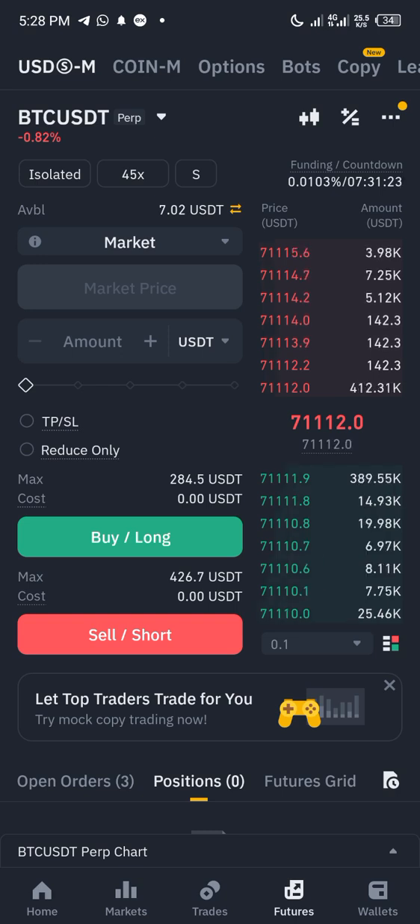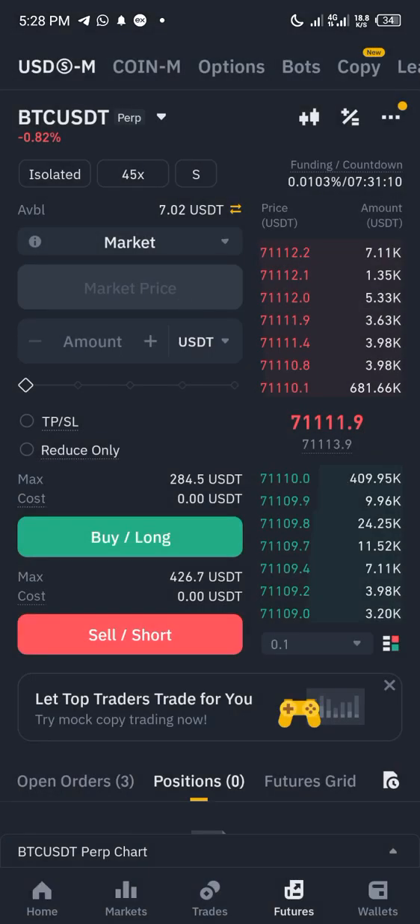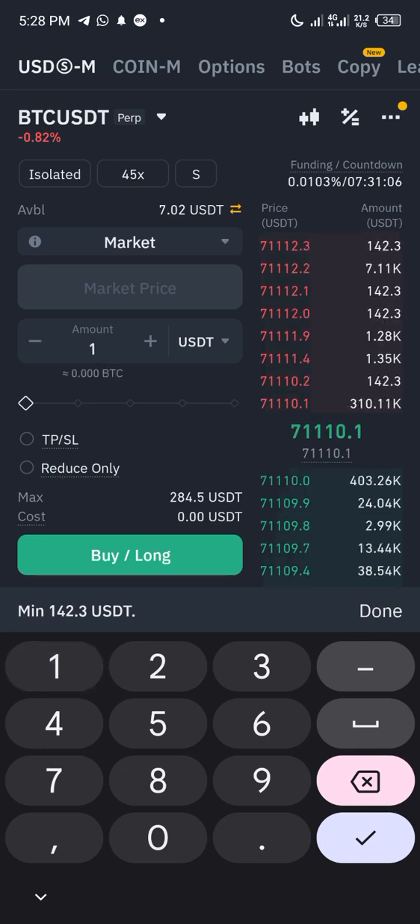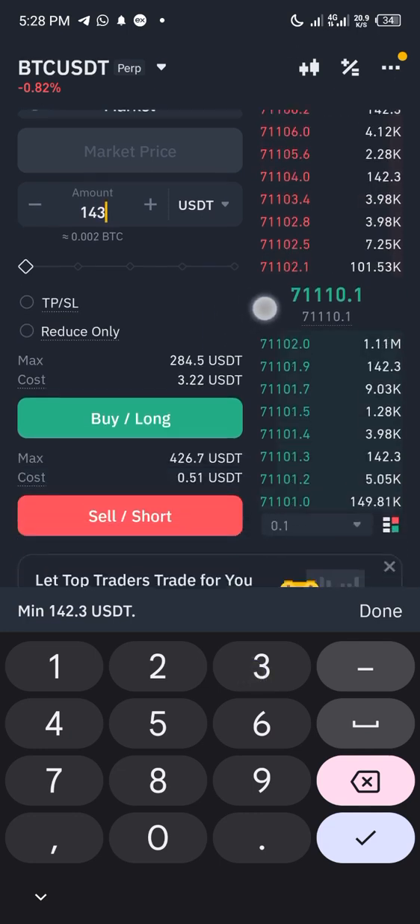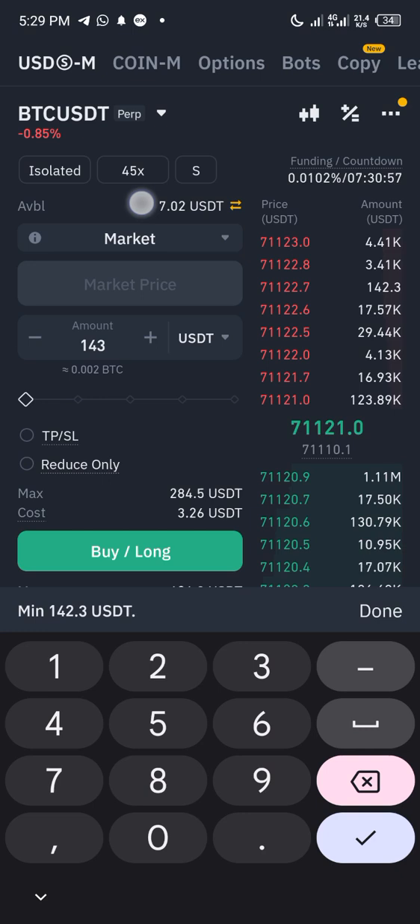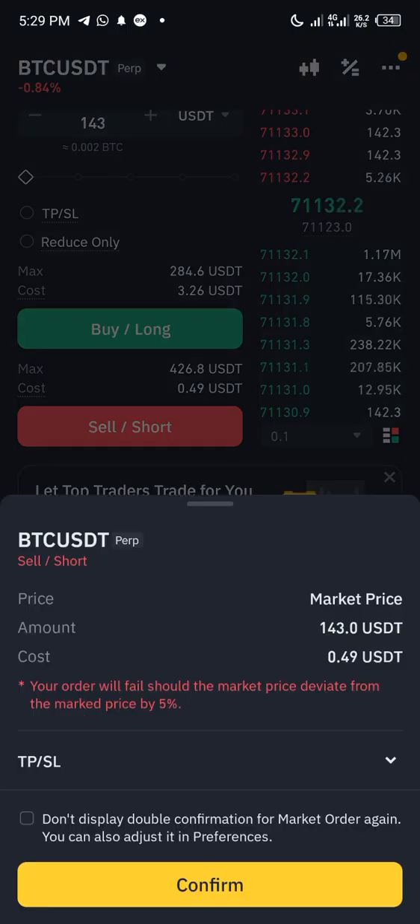Let me do the opposite, which is the sell or short. In market order, you already know the difference between market order and limit order, right? So let's say I want to use the market order. Let me click on the amount I want to use to trade. Let's say I want to use 143 USDT and I want to take a short position. I'm using 45x leverage. Let me click on sell or short.